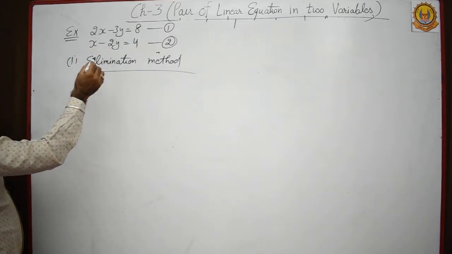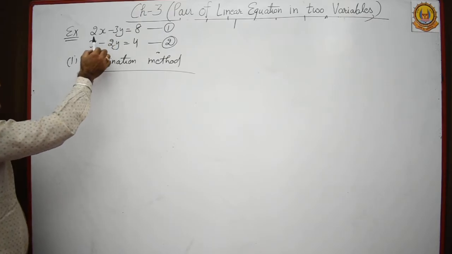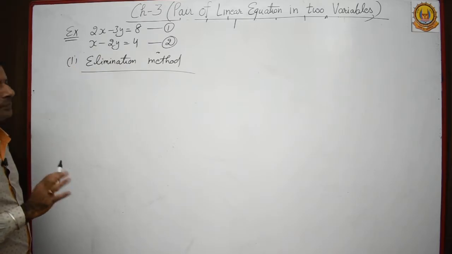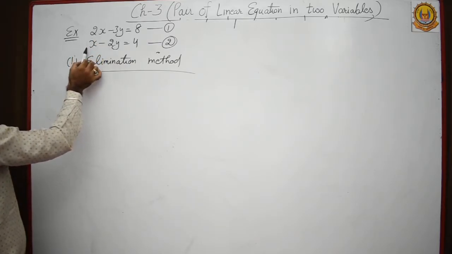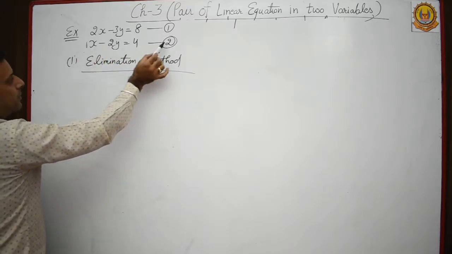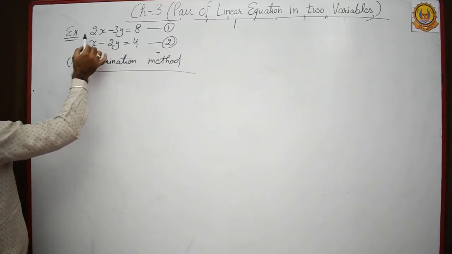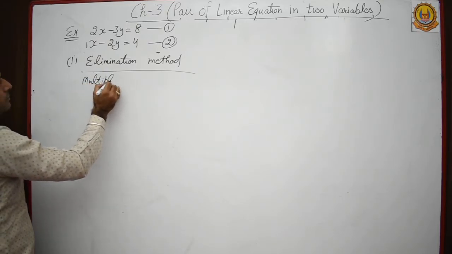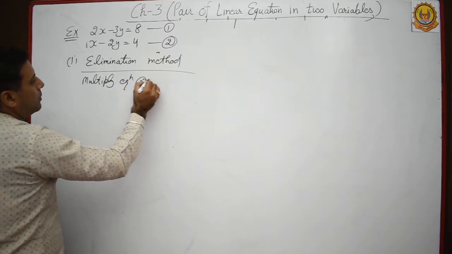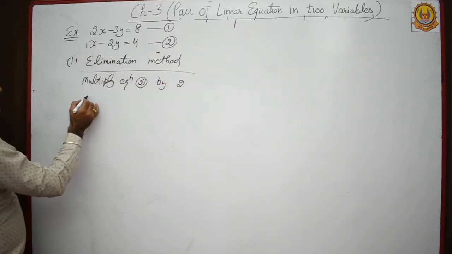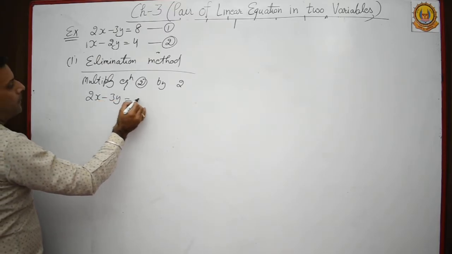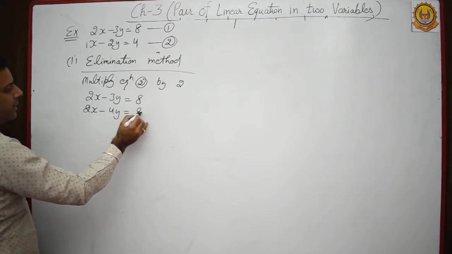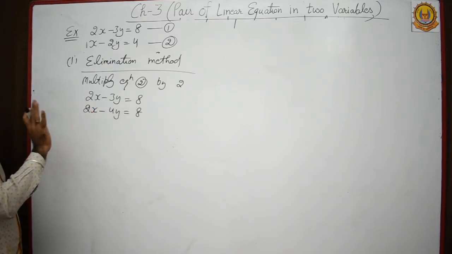Suppose I'm going to eliminate the variable x. So I have to make the coefficient of this variable, that is x, the same. Look here, 2 is there, here 1 is there. So I'm multiplying this equation by 2 so that these coefficients become the same. So multiply equation 2 by 2. The first equation is the same and the second equation I am multiplying by 2. So this is 2x minus 4y equal to 8. Look here, it has now become the same.